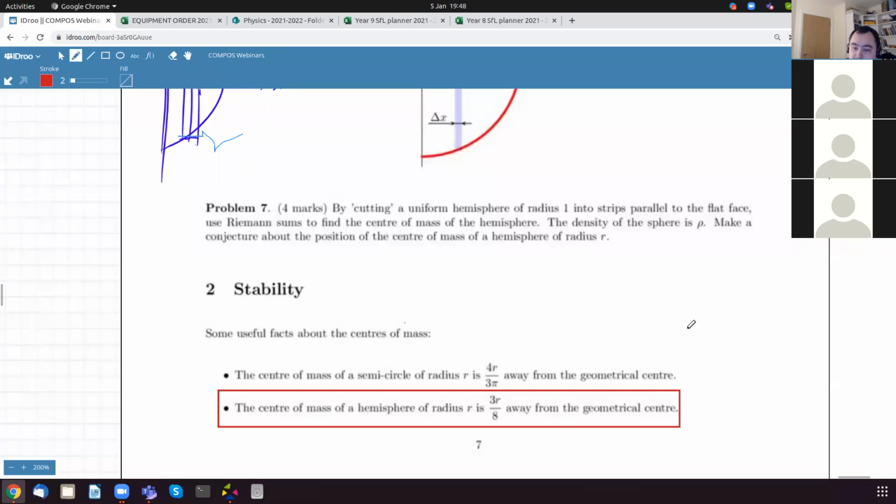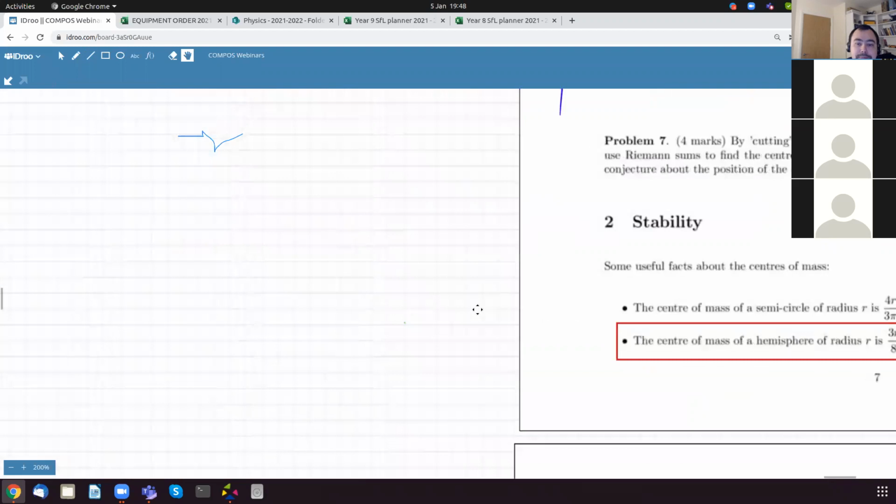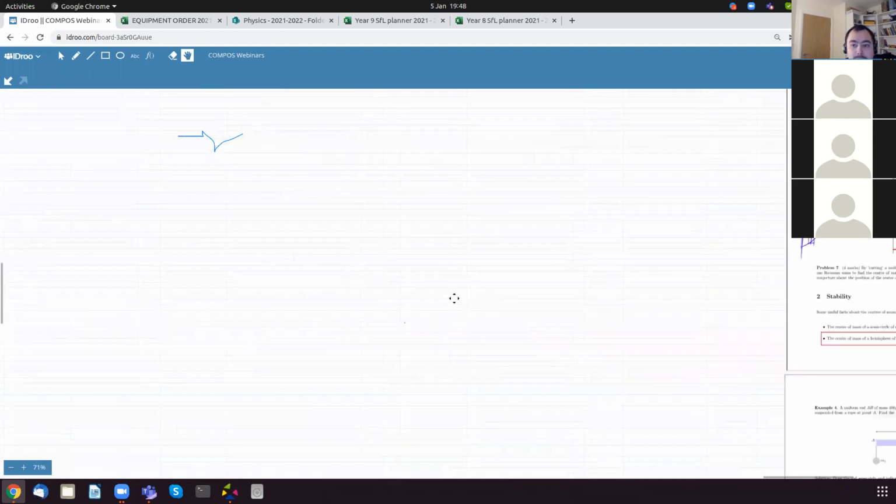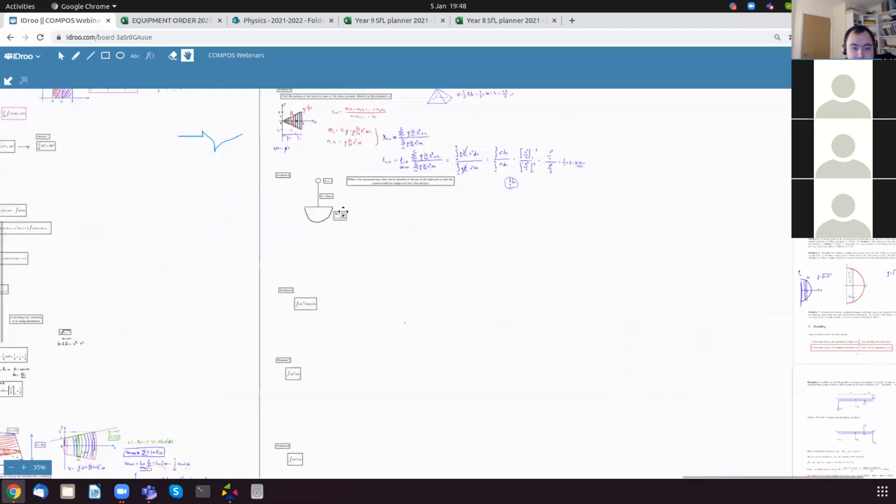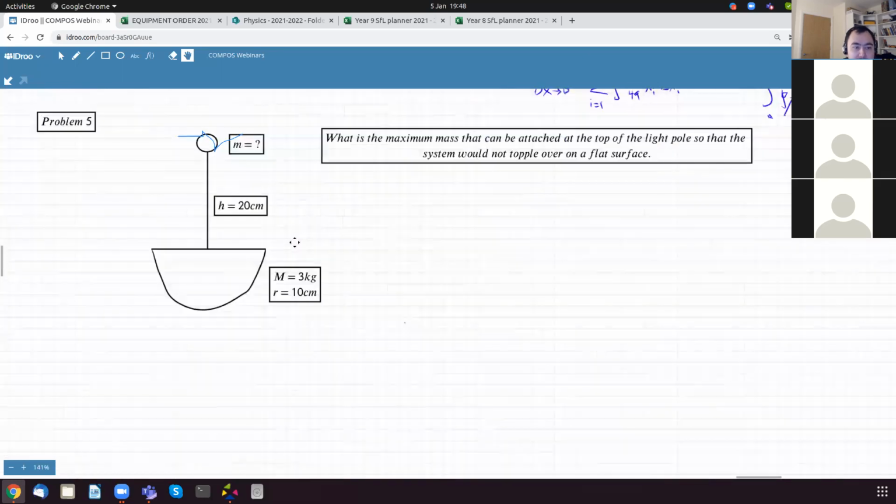So what does that mean? If you have a semicircular hemisphere, the center of mass is here, and the distance is 3r/8. We're going to use this in the next question.